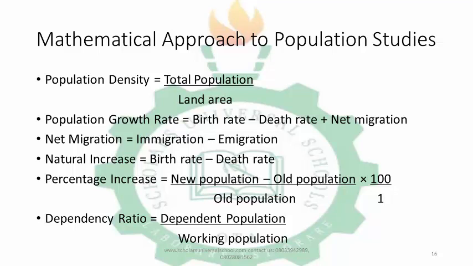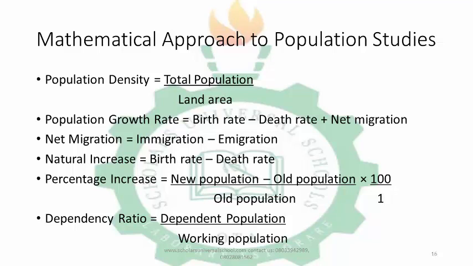Now, if you're asked to calculate the natural increase, that's not including the level of migration. So if you are calculating the natural increase, you just subtract the number of deaths from the number of births, and you get the natural increase. Also, you can be asked to calculate the percentage increase. Now, to calculate percentage increase, you find the difference between the new population and the old population, divided by the old population, times 100 over 1. You will get the percentage increase.